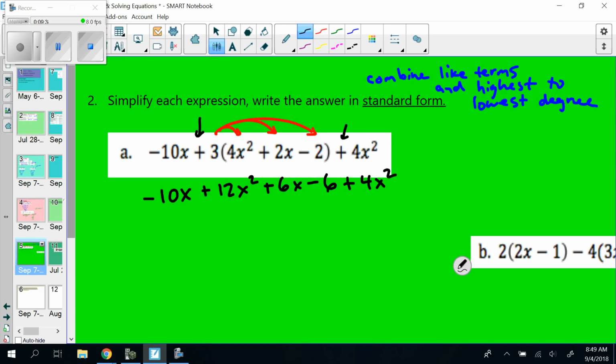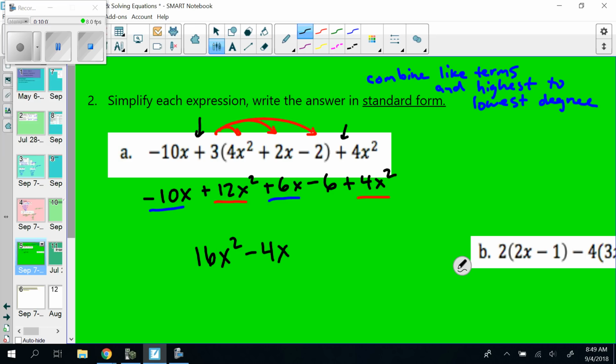So now go through and find any like-powered variables that we can combine together. These two I'm going to start with because that's the highest power term we have. So if we add those two like terms up, we get 16x squared. Okay, now move to the next highest one. Looks like we get two x terms here, so adding those up, negative 10 plus 6 is negative 4x, and we can just write that as minus 4x.